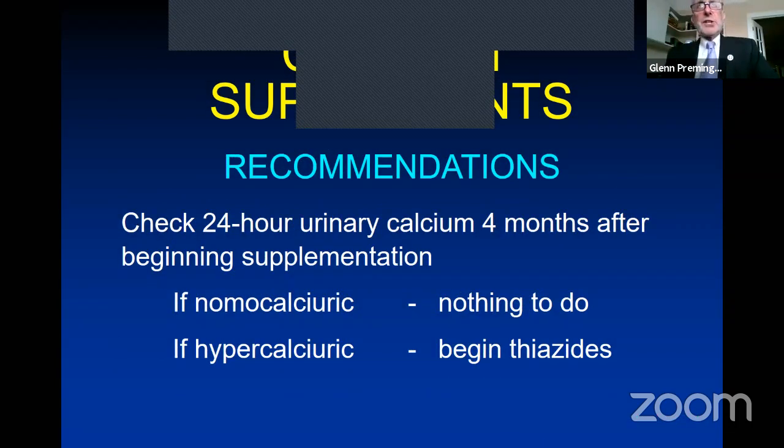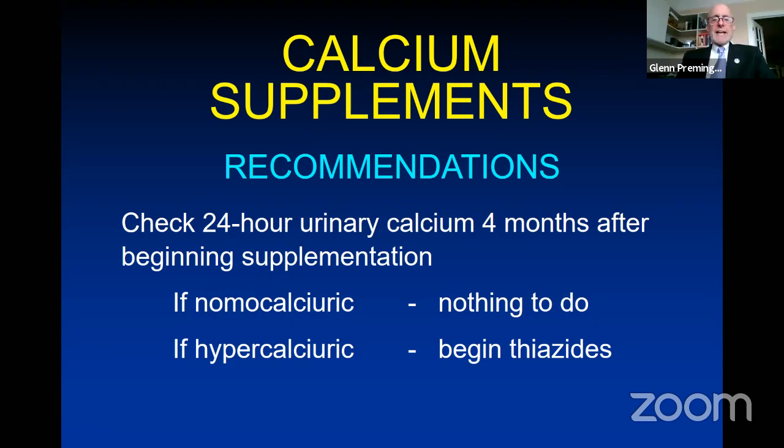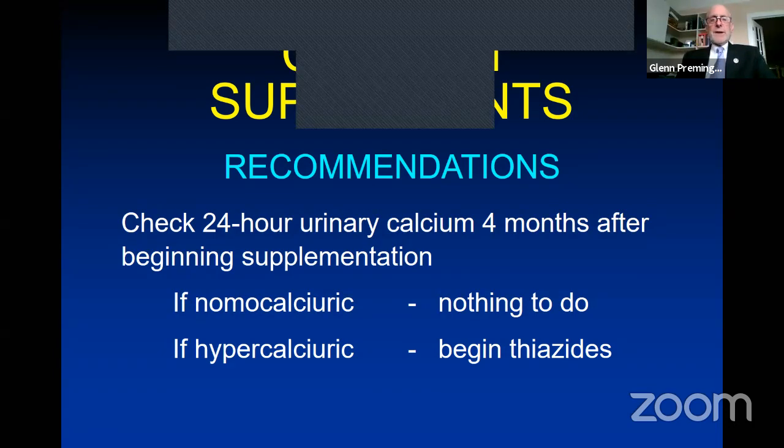So my recommendation to you is that if you have a patient that either needs to be or wants to be on a calcium supplement, you should check a 24-hour urine calcium 4 months after the patient begins their calcium supplementation. And if the patient has a normal urinary calcium, well, there's nothing to do at that point. You don't have to worry about the calcium supplement. But if the patient is hypercalciuric on their calcium supplement, you can easily start a thiazide diuretic to control their urinary calcium and allow them to continue to take the calcium supplement.